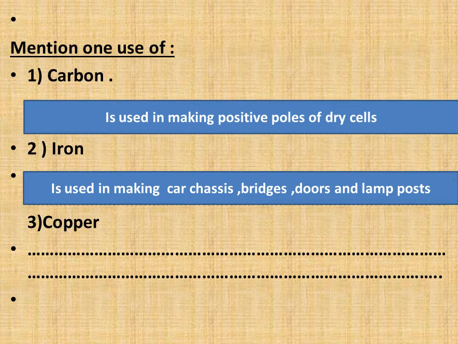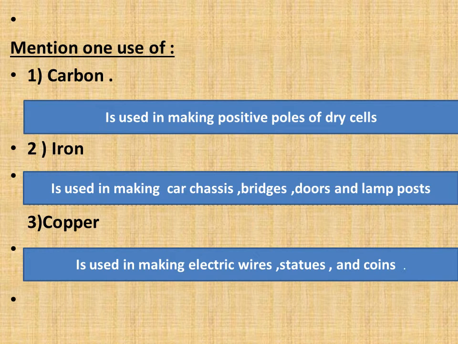Number 3, copper. Copper is a metal, so copper is a good conductor of heat and electricity, can be bent and reshaped, and has a high melting point, so we use copper in making electric wires, statues, and coins. Copper is used in making electric wires as it's a good conductor of electricity and can be bent and reshaped, and statues and coins because it can be bent and reshaped as a metal.